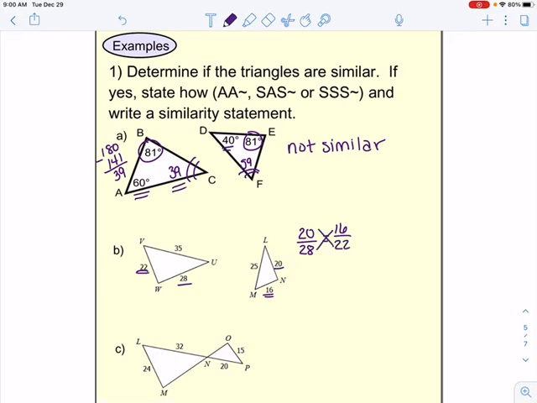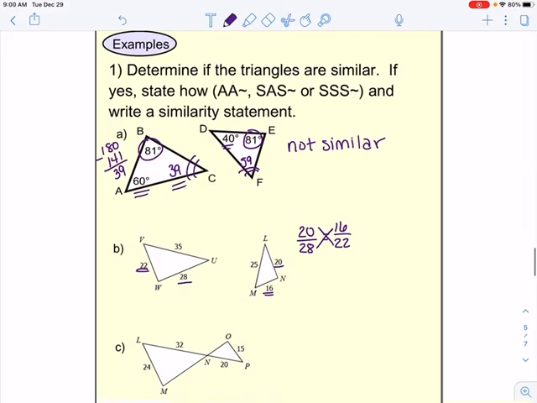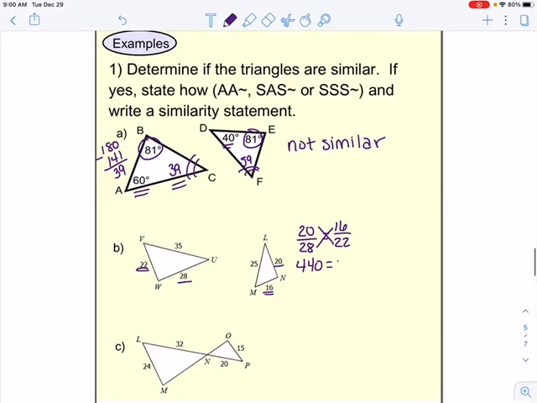Okay, so we'll cross multiply here, and when I cross multiply, 20 times 22 is going to give me an answer of 440. And when I do 16 times 28, I'm going to get an answer of 448. So right away, these two triangles aren't similar. Once you get one proportion that doesn't work, then obviously the second might work, but it doesn't matter. Once you get one that doesn't work, they're not going to be similar. So not similar again.